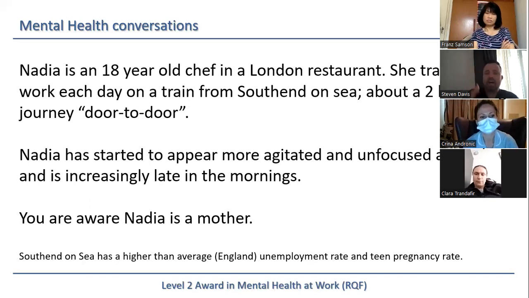Yeah, absolutely. We've got signs of stress there, haven't we? Because there are visual signs there. Equally, that 2-hour door-to-door journey is quite a trek, isn't it? So, is there a financial problem going on here? We can then start to look at Maslow's hierarchy of needs, can't we? We can start to support her through some of that stress.